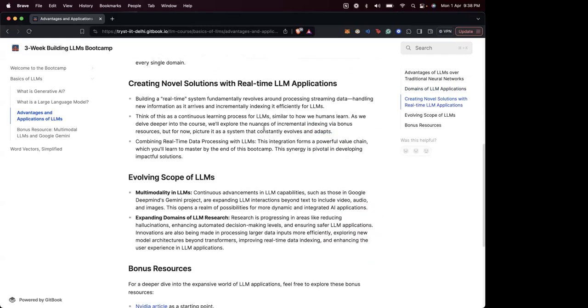So building a real-time system fundamentally revolves around processing streaming data, handling new information as it arrives, and incrementally indexing it for efficiency for the LLM. So basically, the point is that with LLMs, you can create more real-time applications. You don't need to pre-train something, right? Because LLMs themselves are completely pre-trained models, you can have some text coming in real time, right now, and you can have outputs being generated right now without having to wait for those outputs to start getting generated.